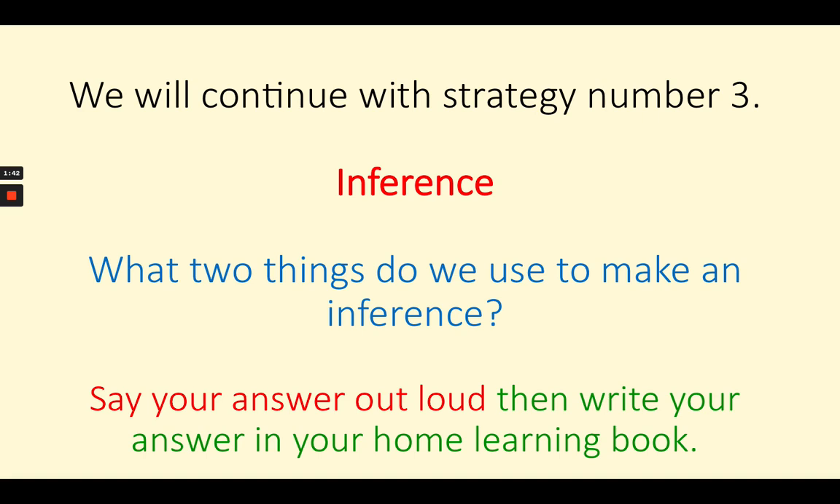Today we are continuing to infer. Inference is such an important strategy when reading because the author simply cannot tell us every single detail about a book. So good readers infer to help us better understand. Let's retrieve from our long-term memory those two things that we use to make an inference. What two things do we use to make inferences? Pause the video now and write your answer in your home learning book.